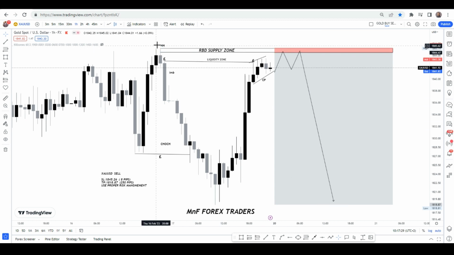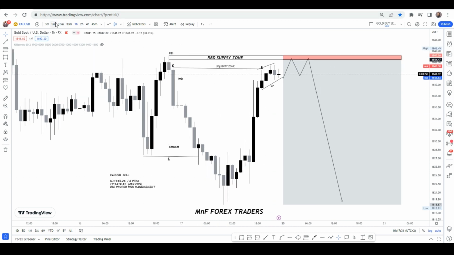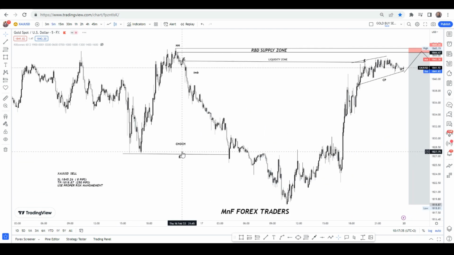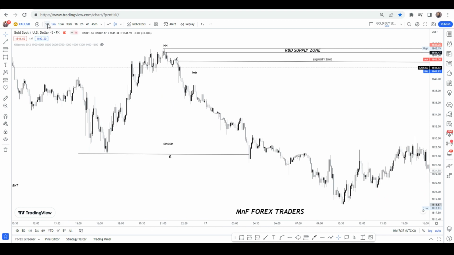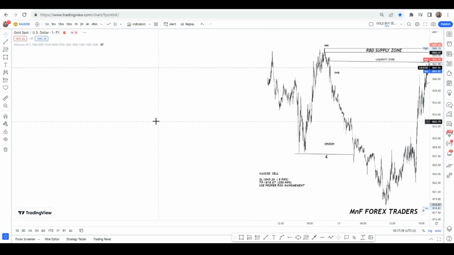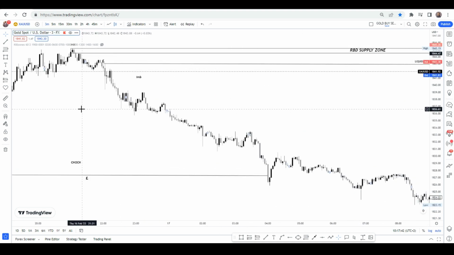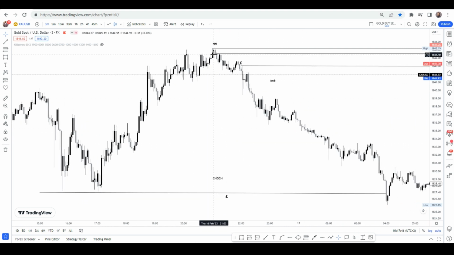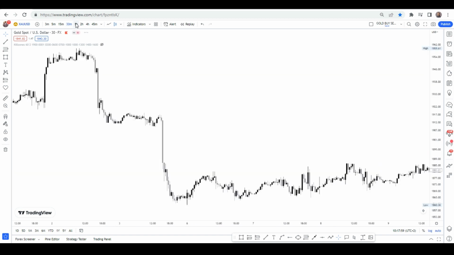So for us to determine where to enter from, we have to go to the lower time frame in order to identify our order block. Let's go to the 3 minutes time frame. That's where we're going to find our order block. Remember, what is the bearish order block? The bearish order block in this case is the last bullish candle before the bearish move. So you take note of that. So that's the last bullish candle right there. You put these two right there and then extend it to the right side, and that's your order block.